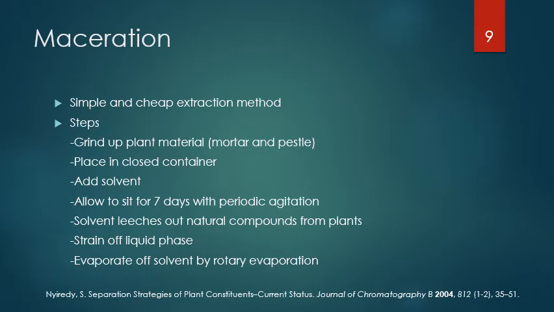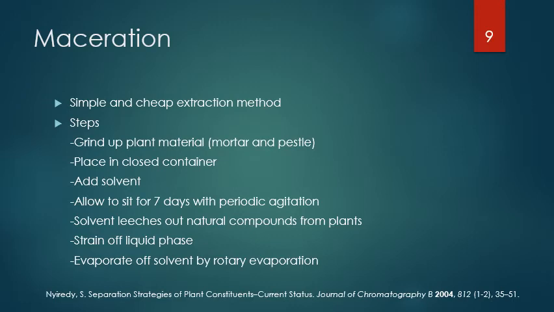All you have to do is grind up the dried plant material. We used a mortar and pestle. You place it in a closed container with some solvent. We separated it out by the different polarities, and then you just let it sit for like 3 or more days. There's no limit on how long, but you need at least 3 days, and you just shake it occasionally, agitate it. The solvents over time leach the natural compounds out of the plants and leave behind essentially cellulose.